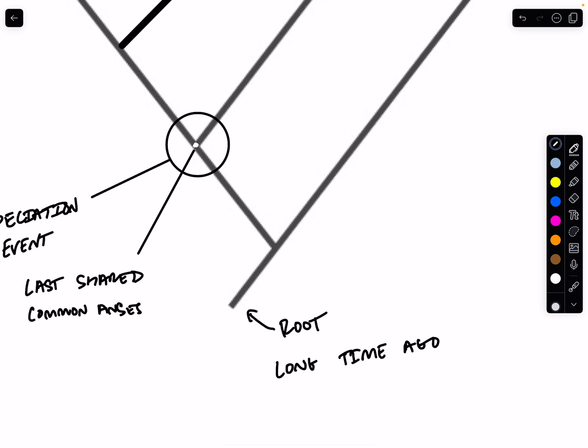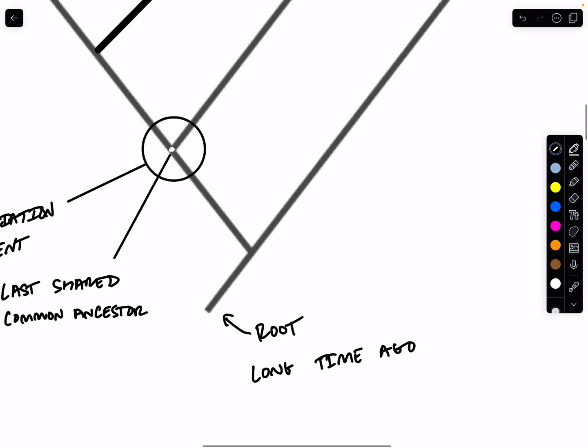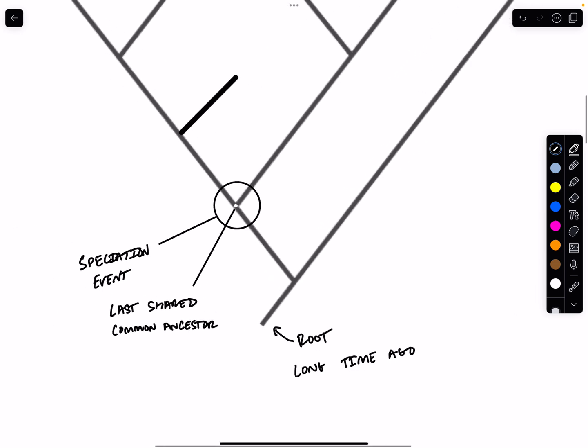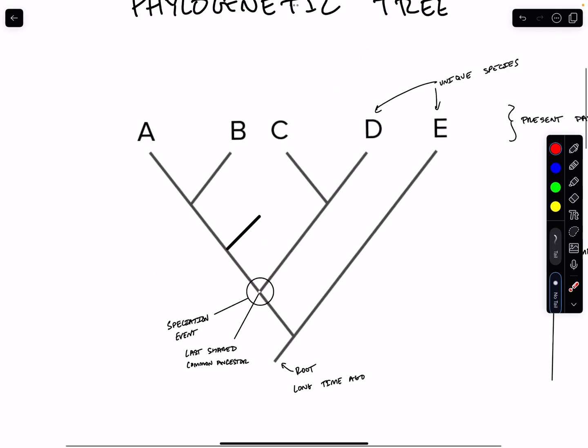There's a C in ancestor. A-N-C. The last shared common ancestor. So for example, if the speciation event that we see here is between Homo sapiens, humans, and chimpanzees, this would be the last shared common ancestor between the two of us.